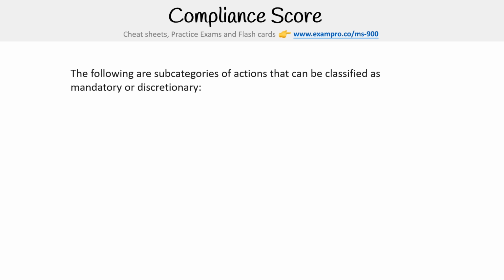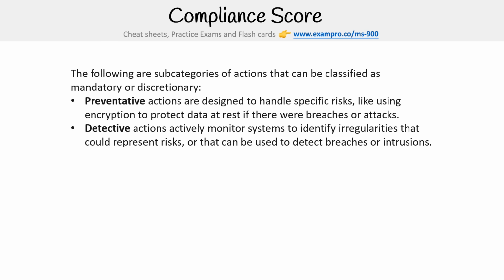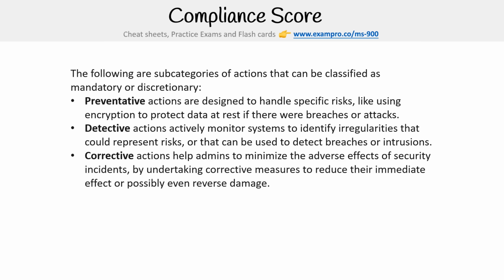Back to the types of actions, the following are subcategories of actions that can be classified as mandatory or discretionary. Preventative actions are designed to handle specific risks, like using encryption to protect data at rest if there were breaches or attacks. We have detective actions, and these actively monitor systems to identify irregularities that could represent risks, or that can be used to detect breaches or intrusions. And there's corrective actions, so these help admins to minimize the adverse effects of security incidents by undertaking corrective measures to reduce their immediate effect or possibly even reverse damage. So that's Compliance Score and its benefits towards an organization.